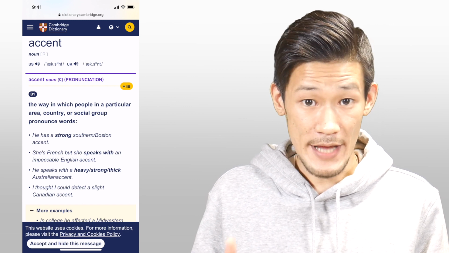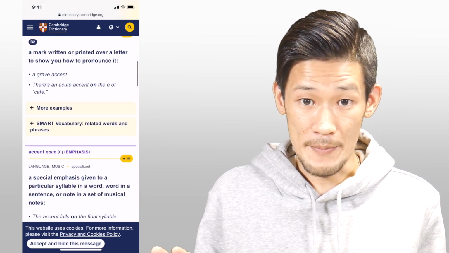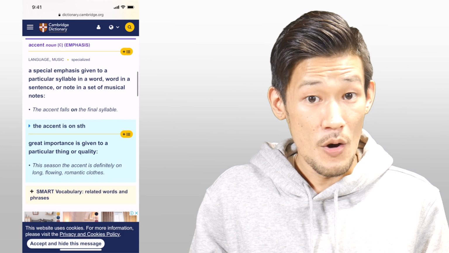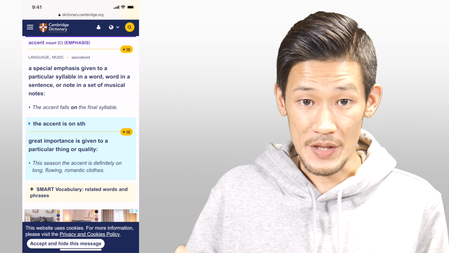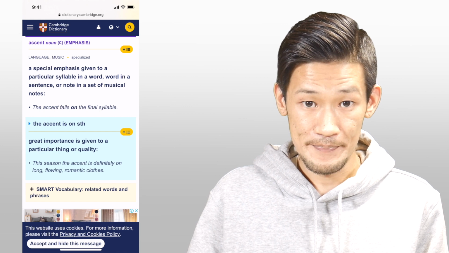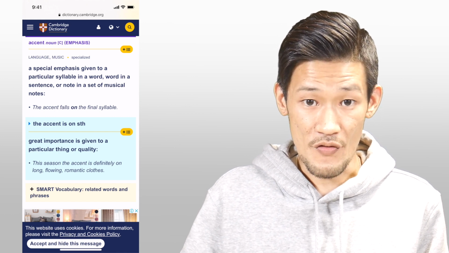This almost means dialect, right? But this is not what I mean by accent. What I mean by accent is a special emphasis given to a particular syllable in a word. An example sentence: The accent falls on the final syllable.